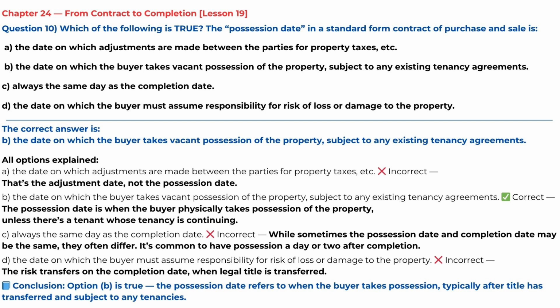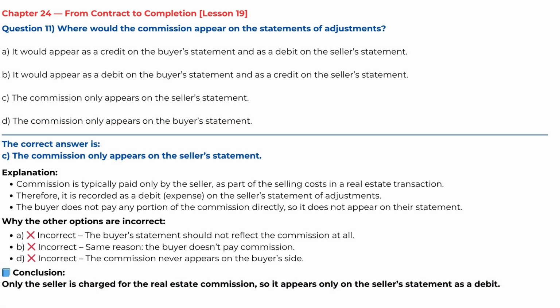Option B is true. The possession date refers to when the buyer takes possession, typically after title has transferred and subject to any tenancies. Question 11. Where would the commission appear on the statements of adjustments? The correct answer is C.